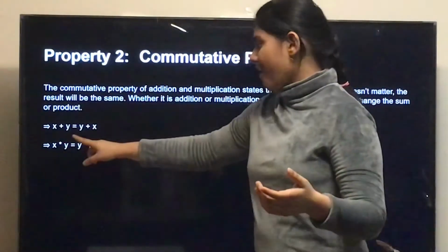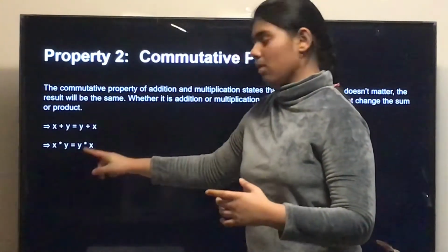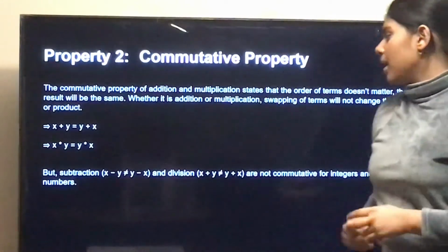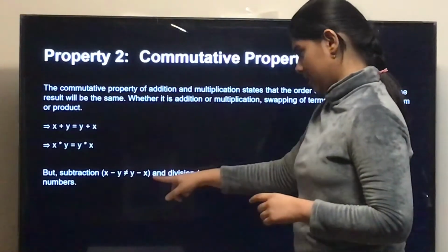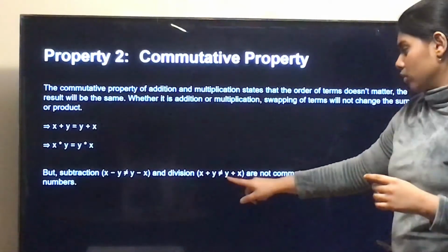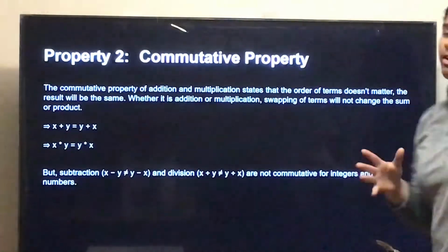So, x plus y is equal to y plus x, and x multiplied by y is equal to y multiplied by x. Subtraction, x minus y is not equal to y minus x, and division, x divided by y is not equal to y divided by x, are not commutative for integers and whole numbers.